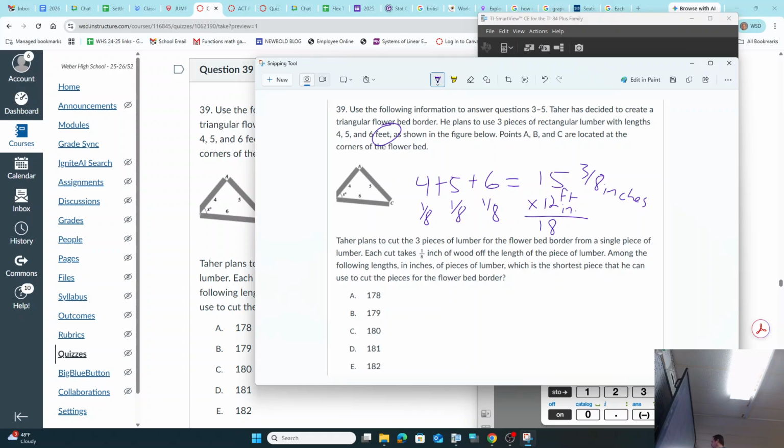So we get 180 plus, it says the shortest piece, so what about 3/8 inches? We still need one more there. So it's going to be 181.